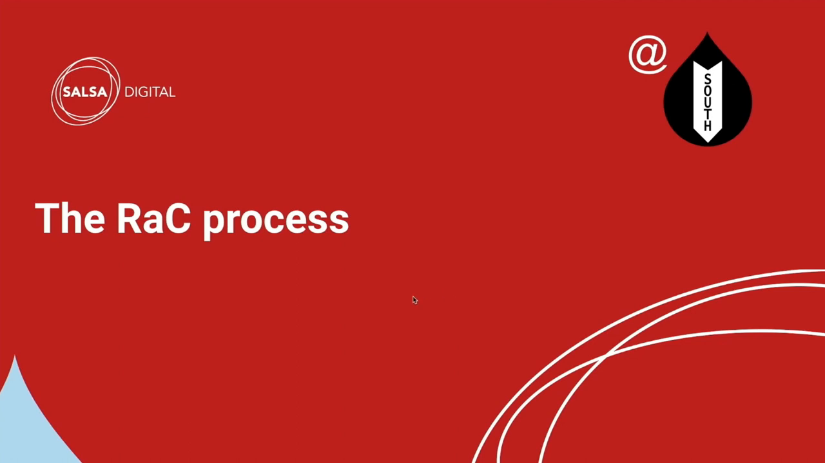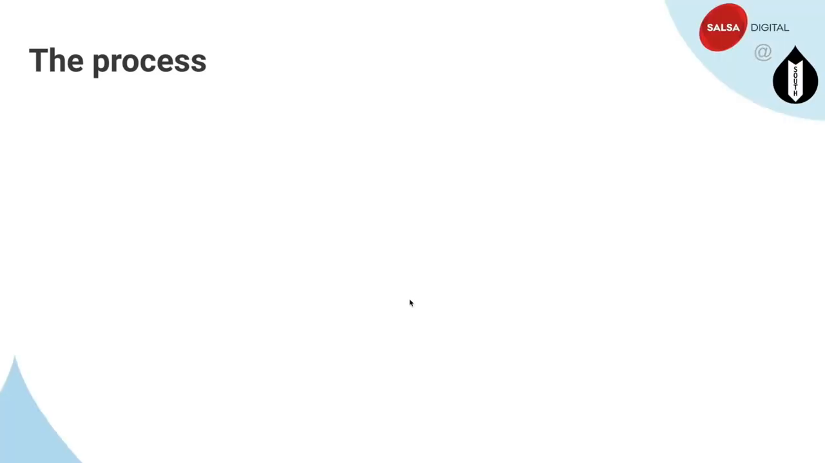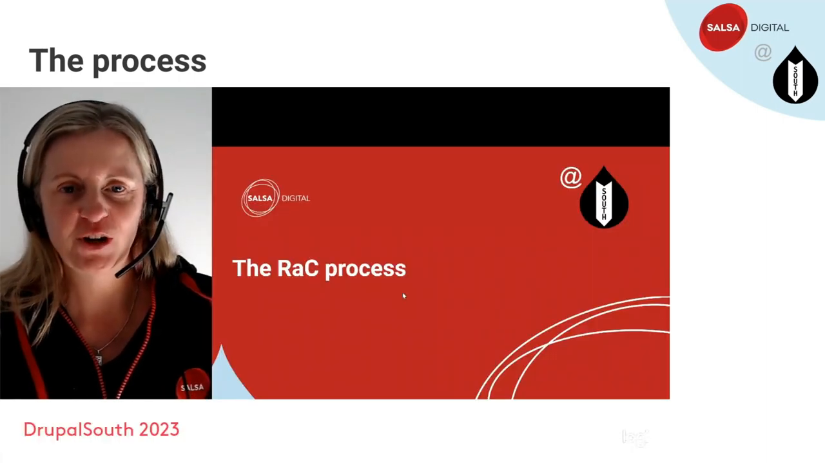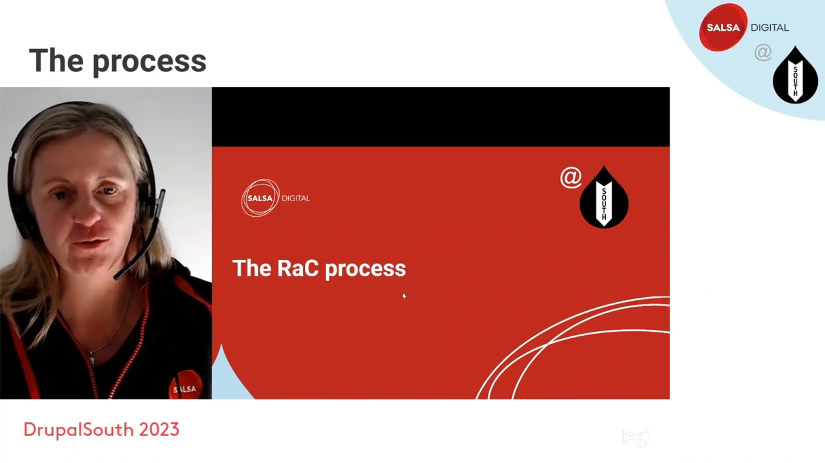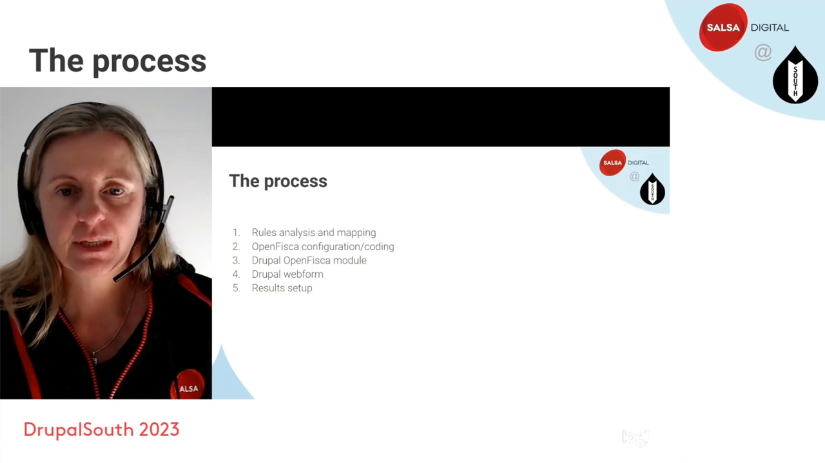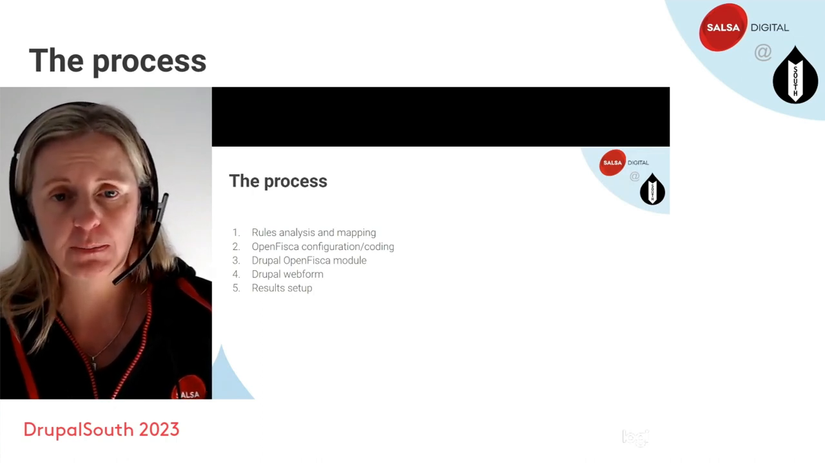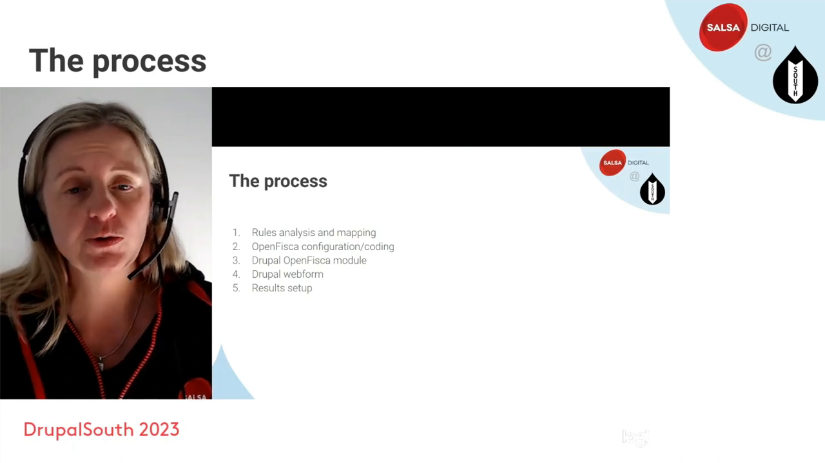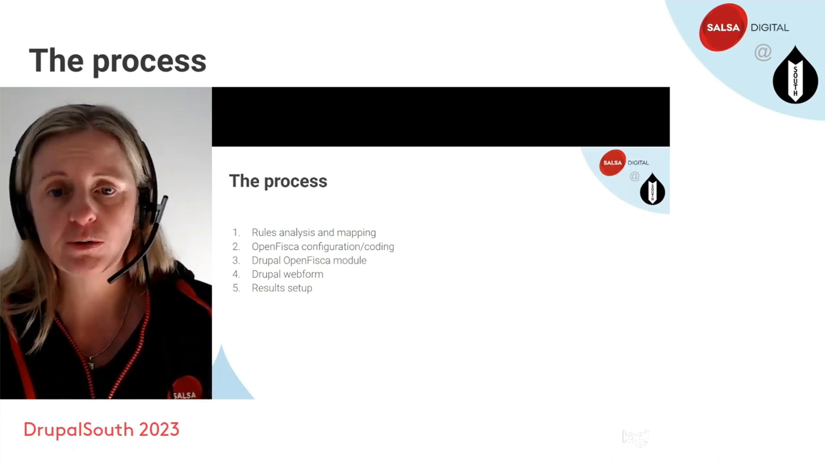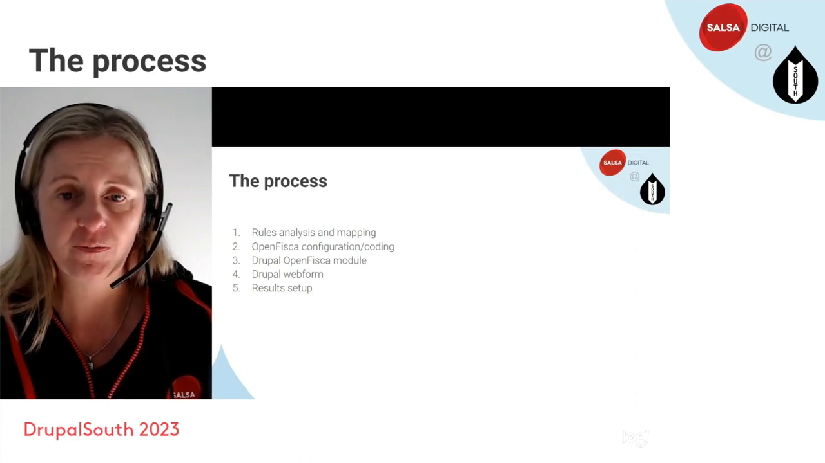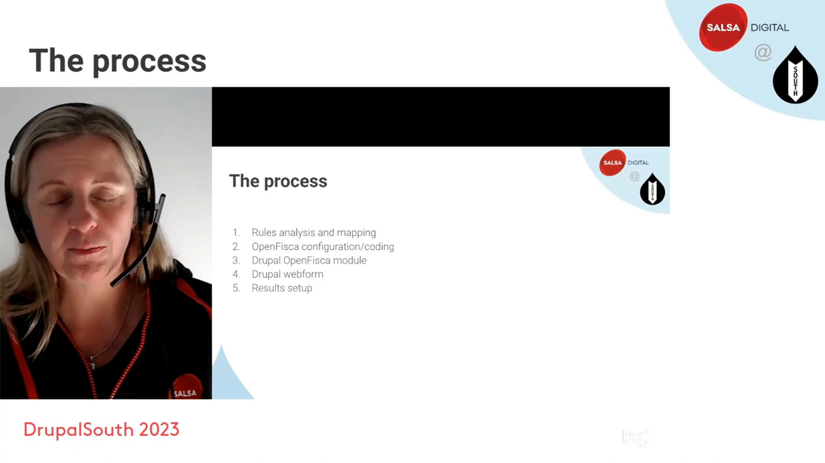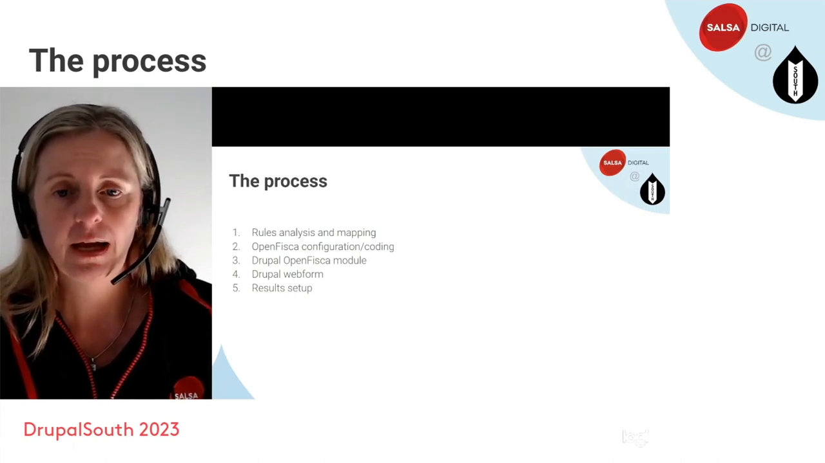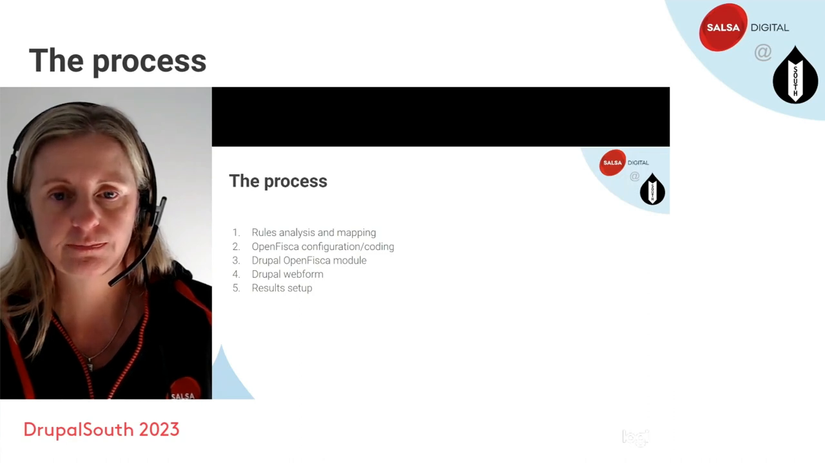All right, the next thing is about what was the process that we followed. I'm going to now take you through the rules as code process, the first part of it, before handing back to Suchi for the more technical elements. In terms of the process itself, there are five steps that we follow. First one is rules analysis and mapping. Then the rules get coded in OpenFisca. OpenFisca gets configured and the rules coded in. Then that's set up with the Drupal OpenFisca module, and also a Drupal web form so that the inputs can be fed in. And then finally, the results are set up also in Drupal.